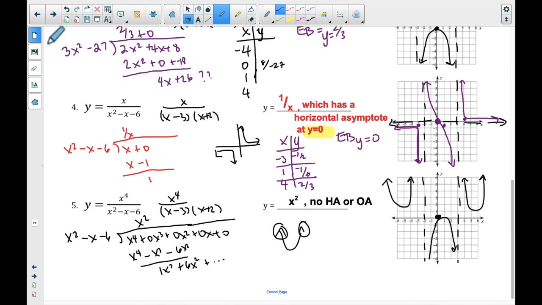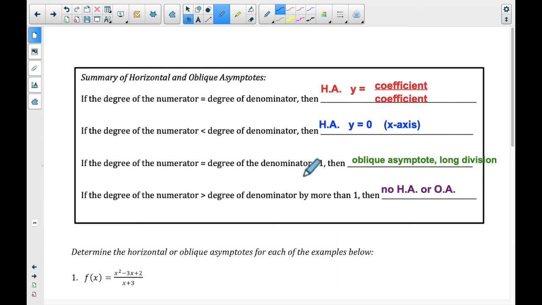Okay, let's turn the page because there's some important information on the next page. All right. This is the summary that you need to write down. If the degree of the numerator is equal to the degree of the denominator, it is the leading coefficient over the leading coefficient. If the numerator is less than the denominator, we have a horizontal asymptote, which is y equals 0. That's the x-axis. If the numerator is greater than the denominator by 1 power, then it is oblique. We have to do long division. And if the numerator is greater than the denominator by more than 1 power, there is no horizontal or oblique asymptote.